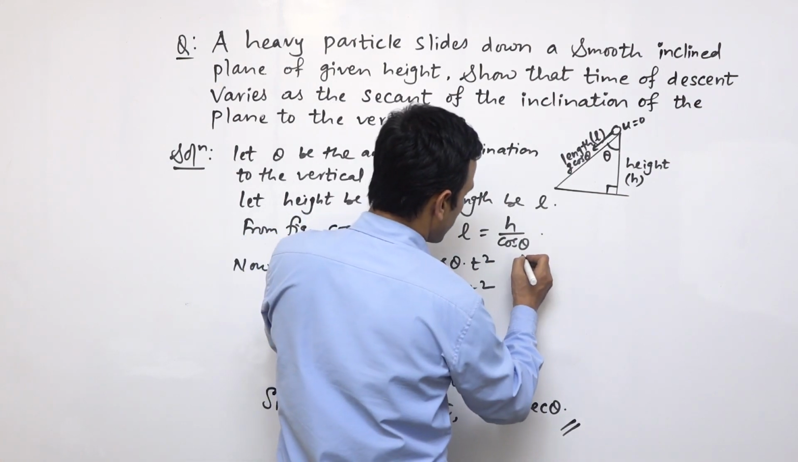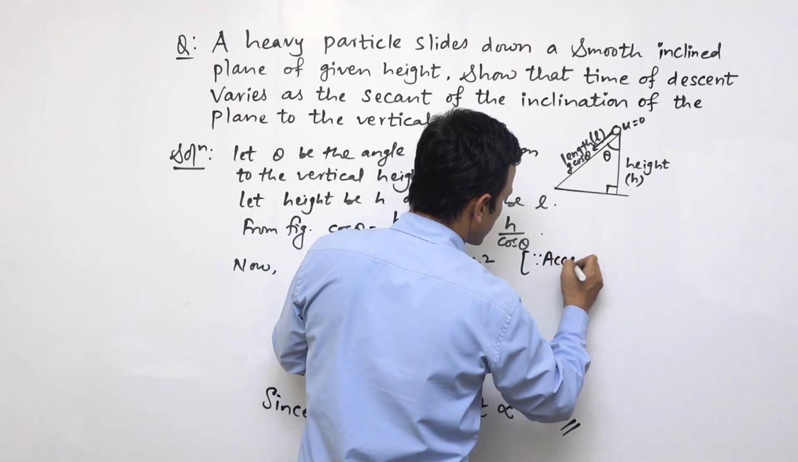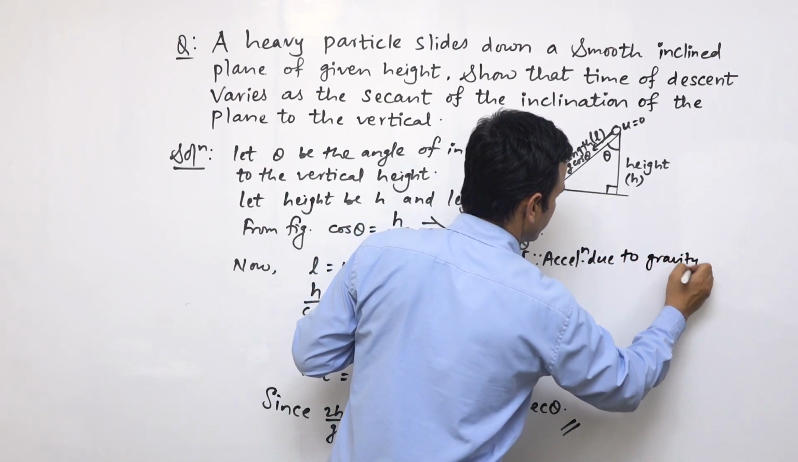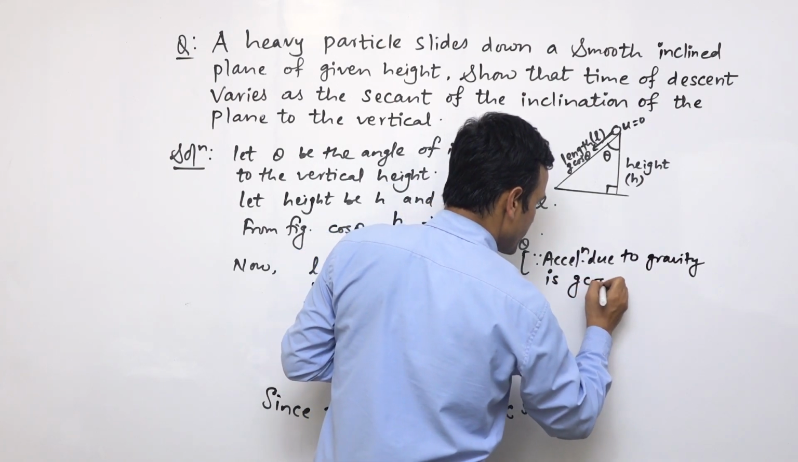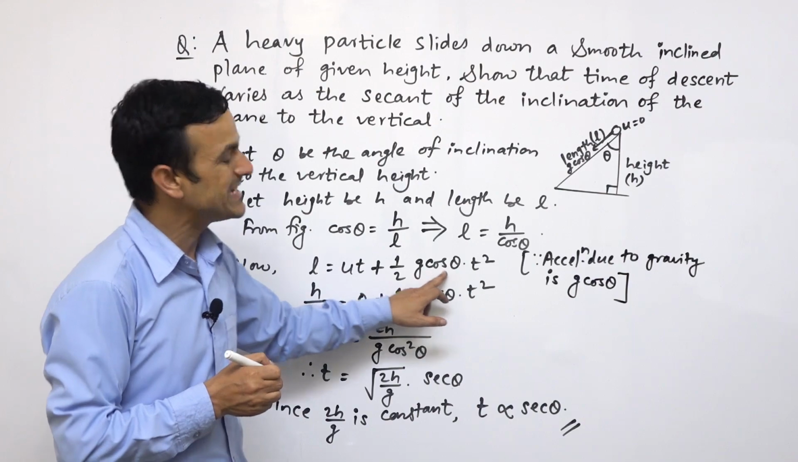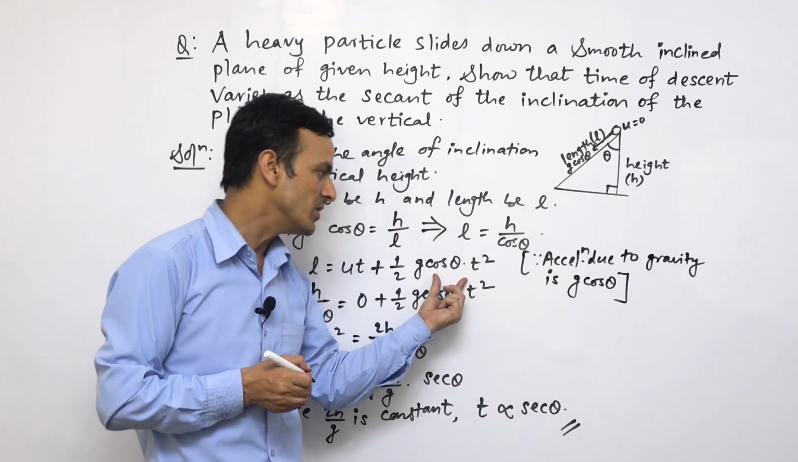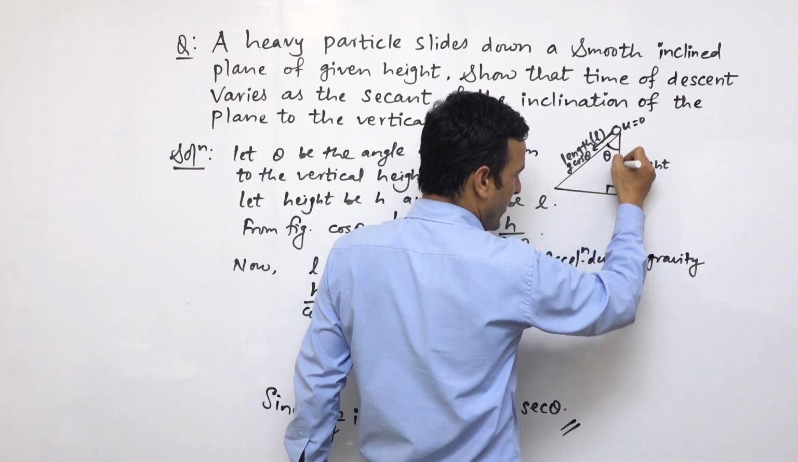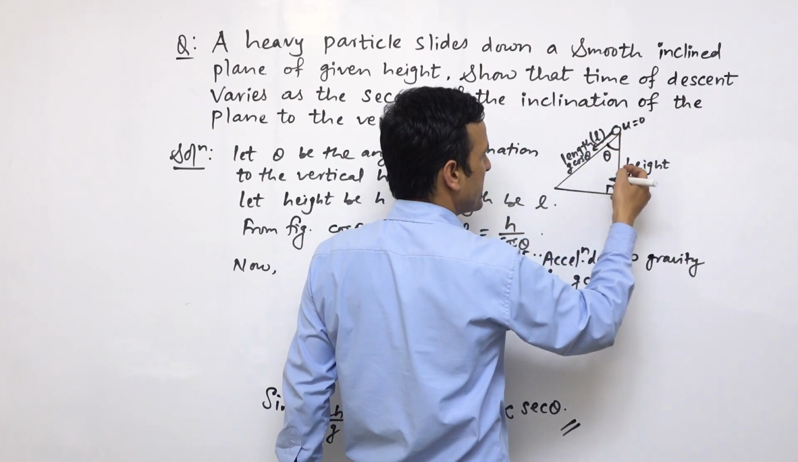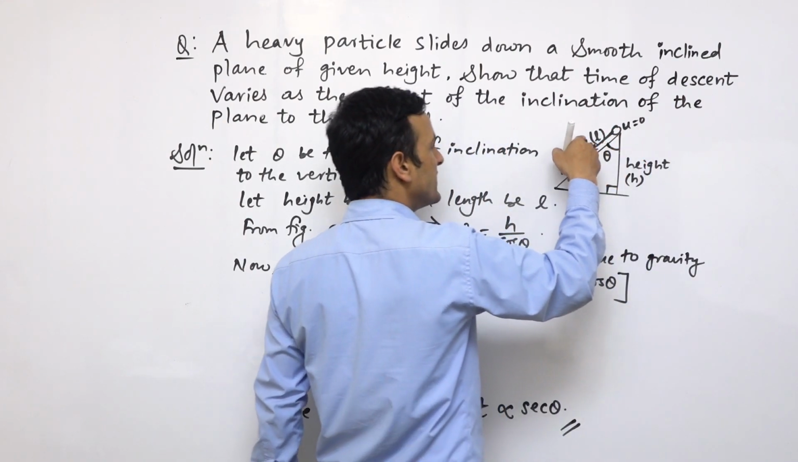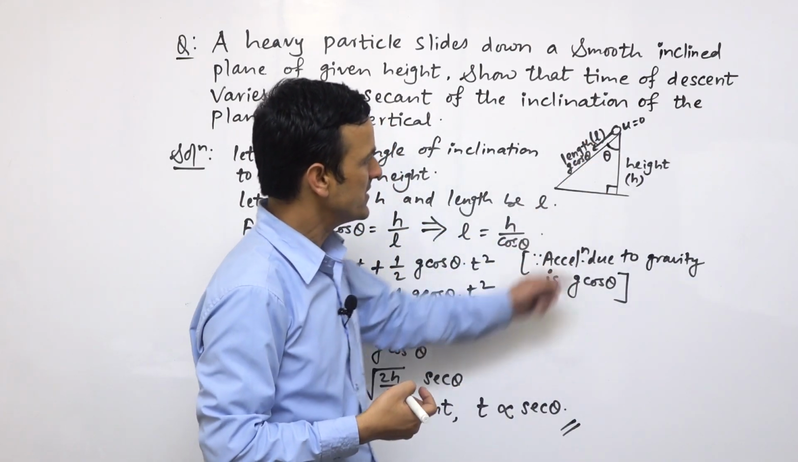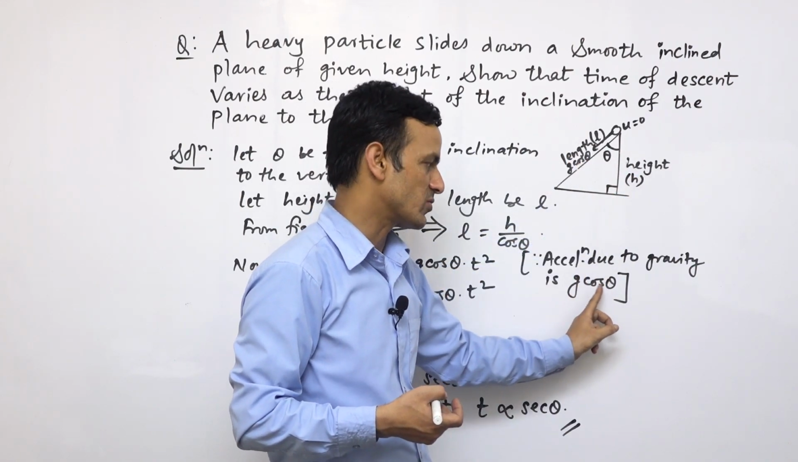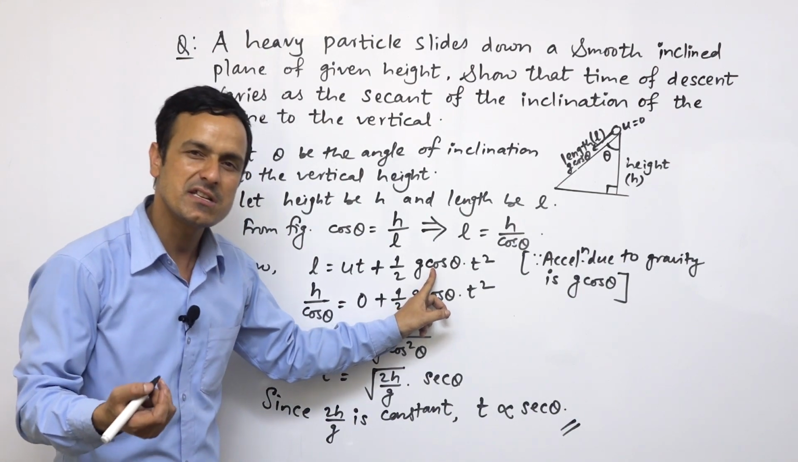So here g cos theta means the acceleration along this one. In this case it is g cos theta, so instead of g sin theta we have written g cos theta. If the angle is based on the vertical height, then it will be g cos theta. We take cos theta because the base and hypotenuse are involved. As the base and hypotenuse come in, we can write this term as g cos theta. So in place of sin theta, write down g cos theta.